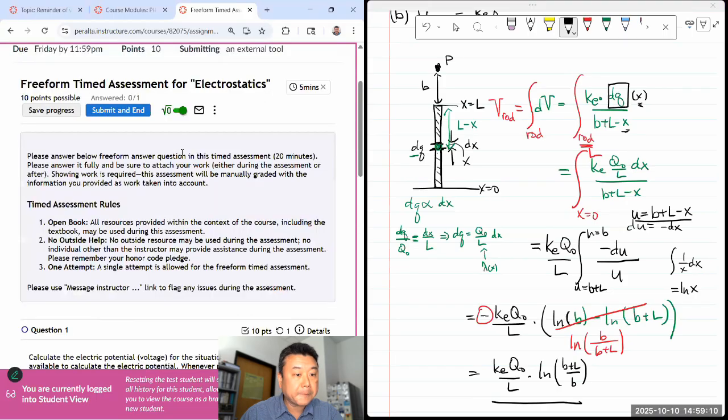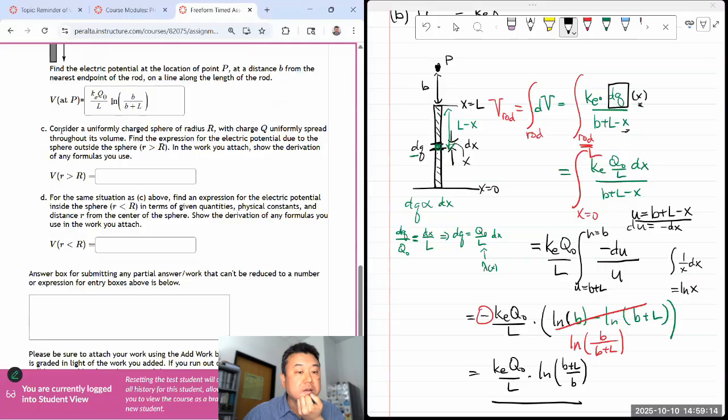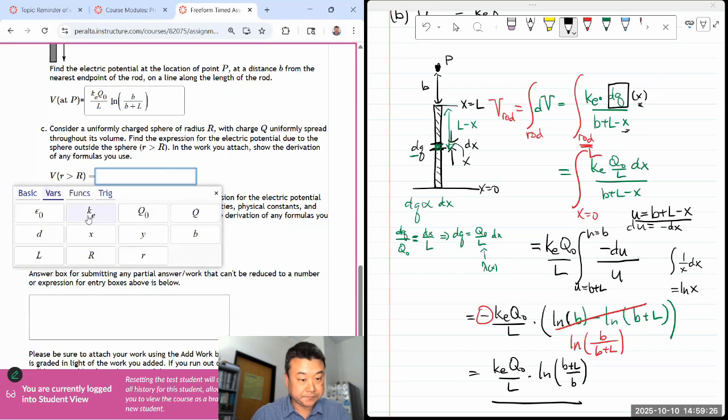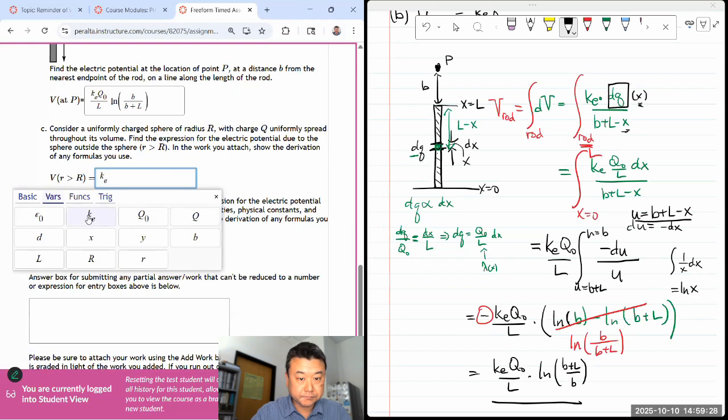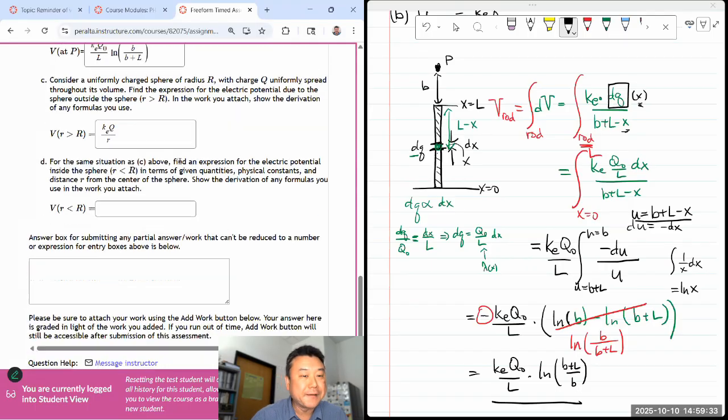How much time? 5 minutes. I'm running out of time. Consider a uniformly charged sphere, to outside. Okay. Show the derivation of any formulas you use. Okay, I'll do it later. I know it's going to be, and show the derivation of any formulas.